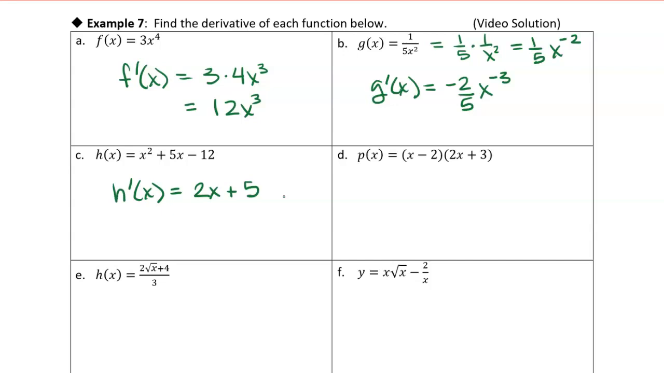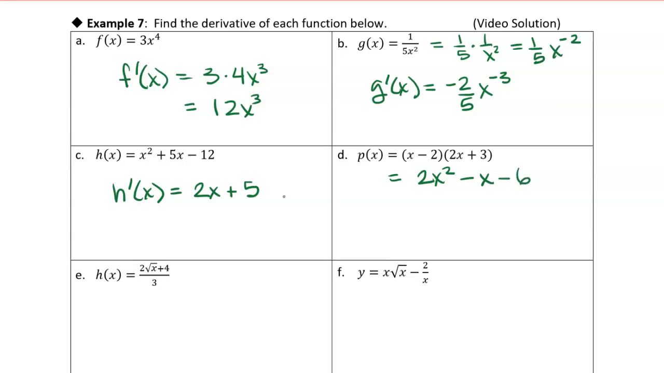You're going to learn a product rule in 109. But for right now, what we have to do is just FOIL this out. We're going to get 2x squared, and then we have a negative 4x plus 3x, so we have minus x. And then negative 2 times 3 gives us a negative 6.